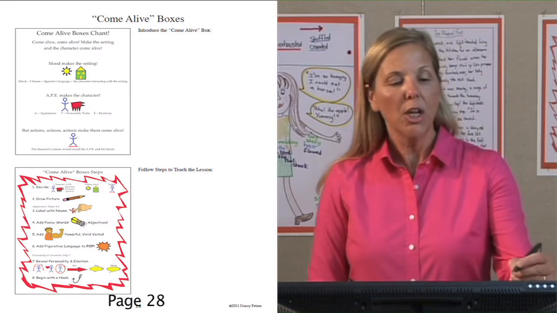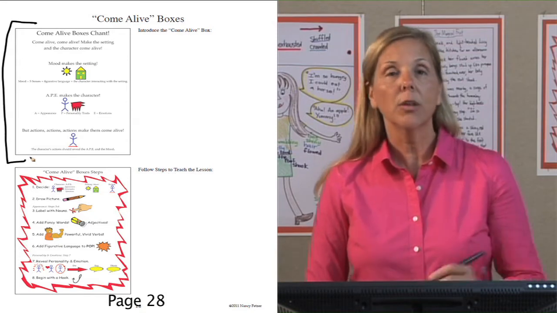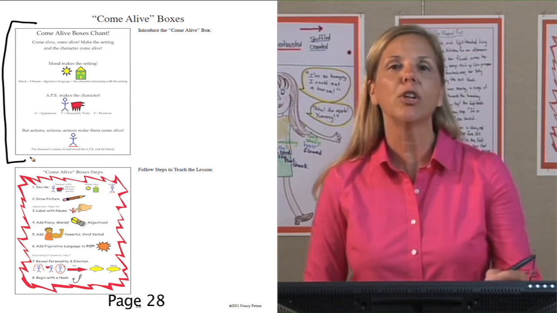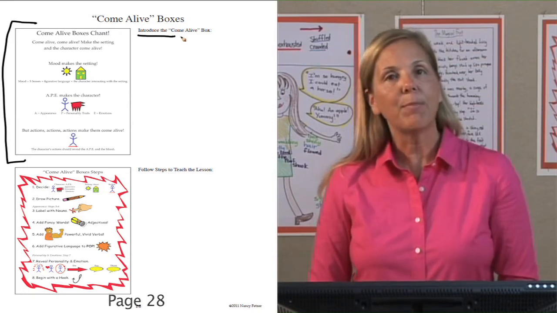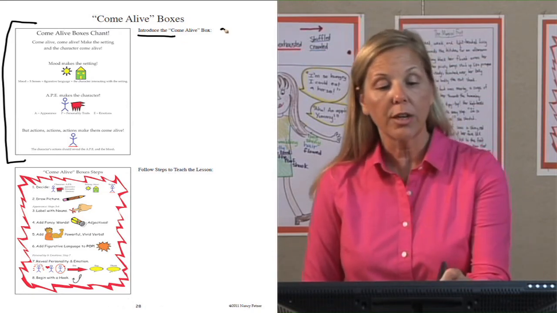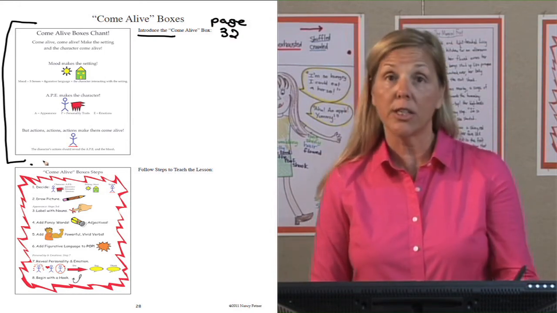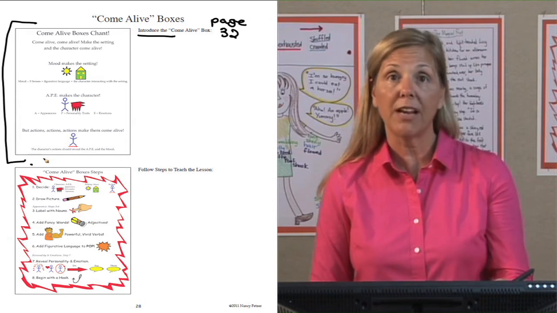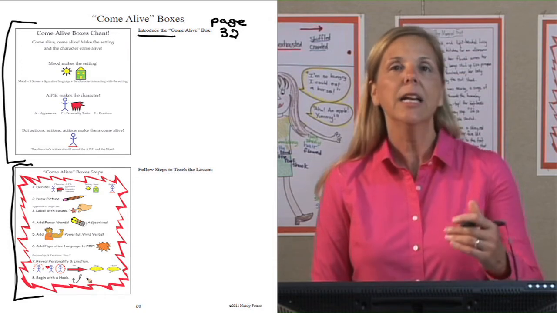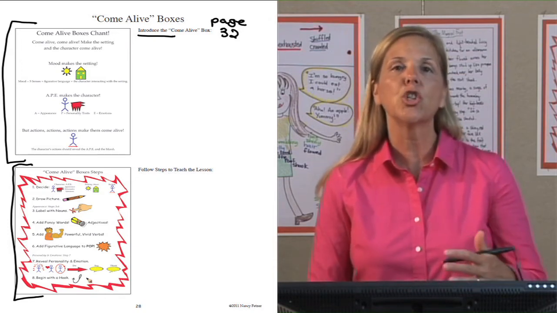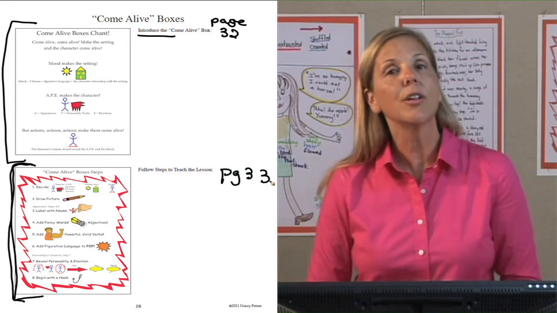On page 28, what you will see are two charts. The first one is a chant. I will teach you this chant, and this is how you will introduce the Come Alive box to your students. The 8.5 by 11 black line master of this chart can be found on page 32. After teaching the children the chant so they understand what a Come Alive box is, this is the chart below. These are the Come Alive box steps that students need to learn in order to make their own Come Alive boxes. This chart can be found on page 33.